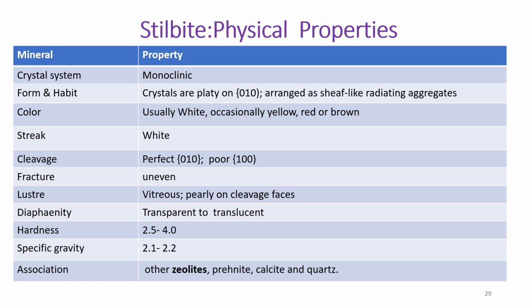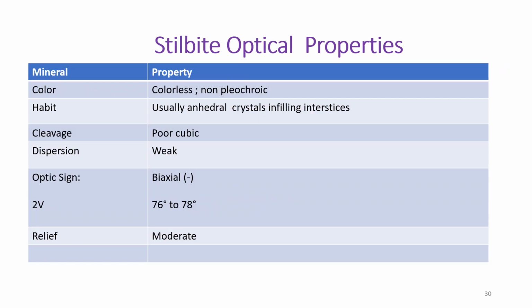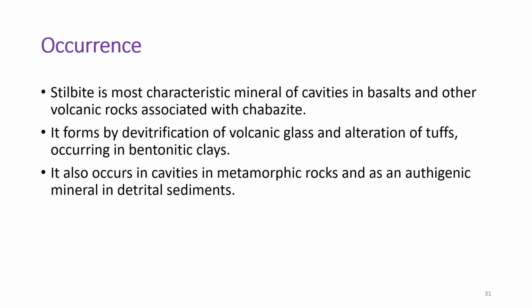Coming to the optical properties of stilbite, it is colorless and non-pleochroic in thin sections. The habit is usually anhedral crystals filling interstices, and it has a poor cubic cleavage. Dispersion is weak, and it is biaxial negative. The 2V angle of stilbite is 76 to 78 degrees, and the relief is moderate.